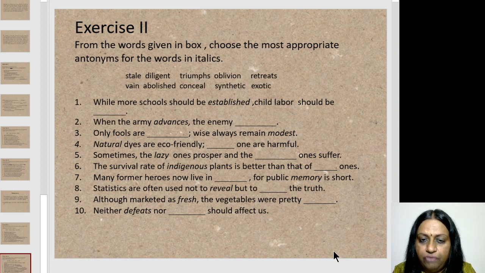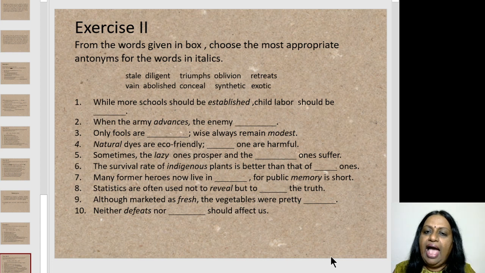Sentence 4. Natural dyes are eco-friendly, dash ones are harmful. Natural is in italics, so we need the opposite or the antonym of natural from the list, and that would be synthetic. Natural dyes are eco-friendly, synthetic ones are harmful.